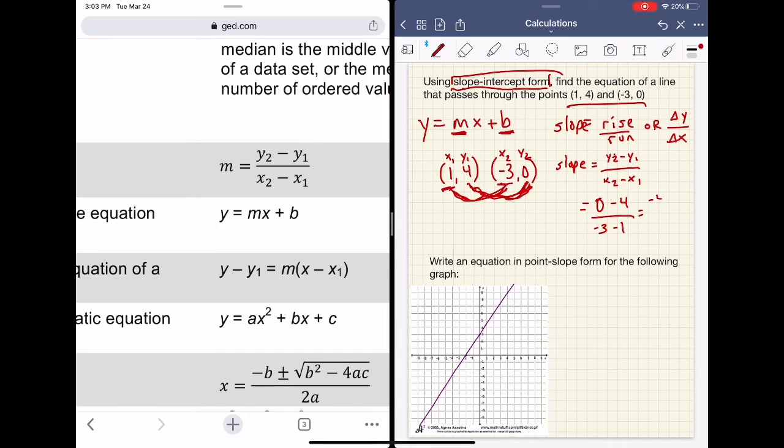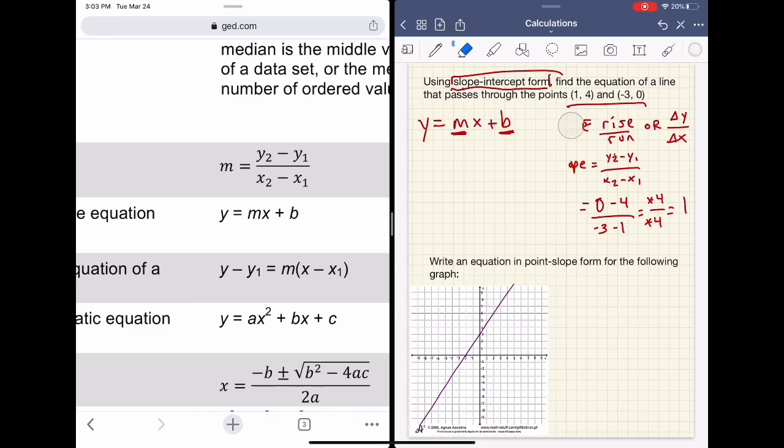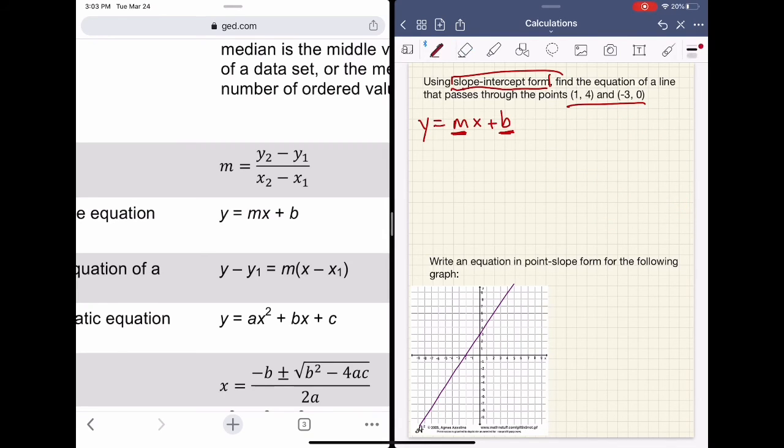So 0 minus 4 is negative 4, divided by negative 3 minus 1 is negative 4, and when you divide a negative by a negative, they actually cancel out and become a positive. And then 4 divided by 4 equals 1. So after all that, we have our slope. So let's go ahead and erase this part and plug in our slope to the equation. So now this becomes y equals 1x plus b, and you don't even need the 1 there because 1 times anything is just going to be whatever you're multiplying the 1 by, so it can just be y equals x plus b. So we have our slope, which is 1.